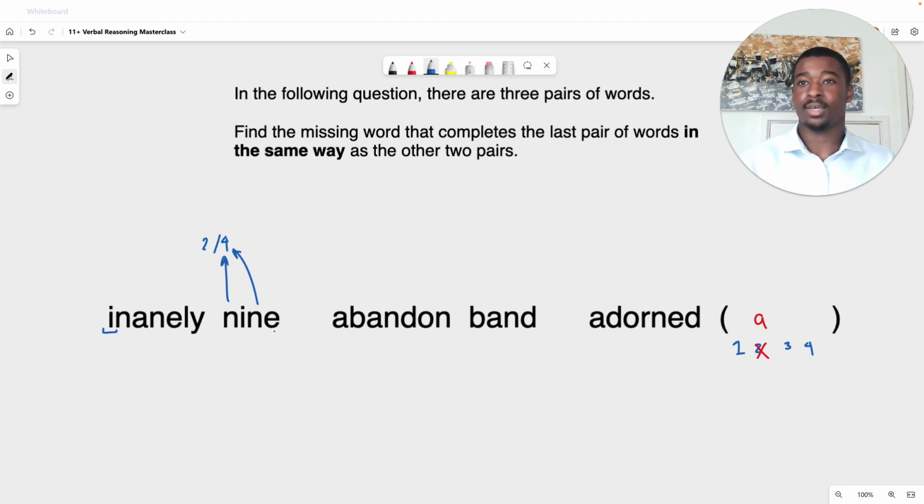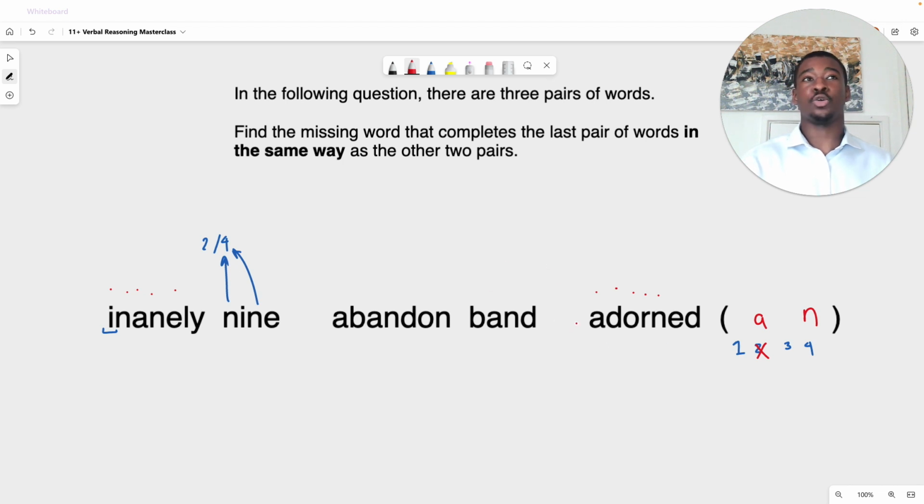Then we have E. E is a certain. Great. We love certains. Let's count which position it is. 1, 2, 3, 4, 5. So now let's apply that certain to adorned. 1, 2, 3, 4, 5, N. Our fourth letter should be N.